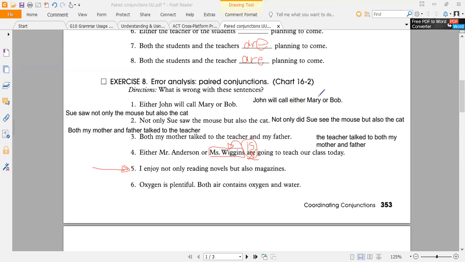Okay, so the correlative or the paired conjunctions, such as either or and neither nor, these are called paired conjunctions. The elements joined by these paired conjunctions, these sections of the sentence, must be parallel. If they are nouns, they must be nouns. Noun, or verb phrase, right? So go ahead with number 5. I enjoy not only reading novels, but also magazines.